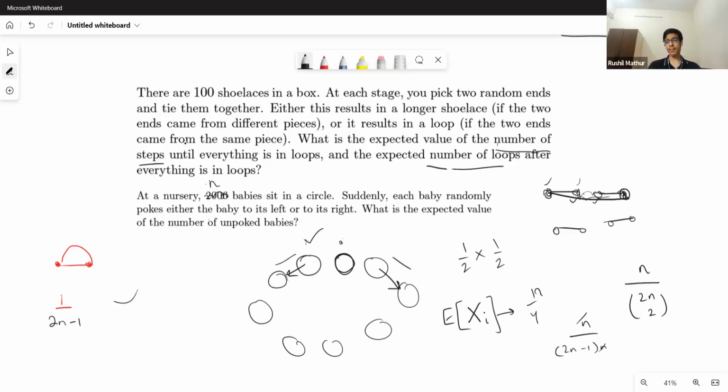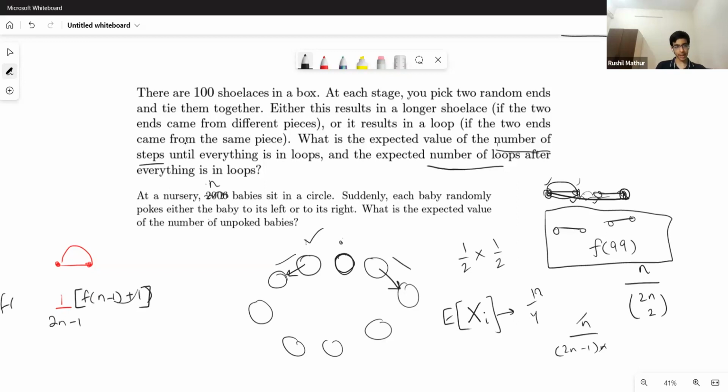And now they're asking you expected number of loops. So the idea is basically that if this became a loop, now it's not really contributing, and it's equivalent to solving the case for f of 99. Basically, if with 100 things there were these many loops, then 99 case, whatever the answer is, plus 1. So you get something like f of n minus 1 plus 1. This is f of n.